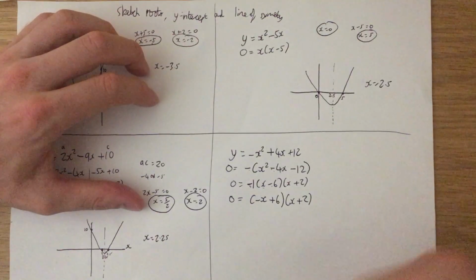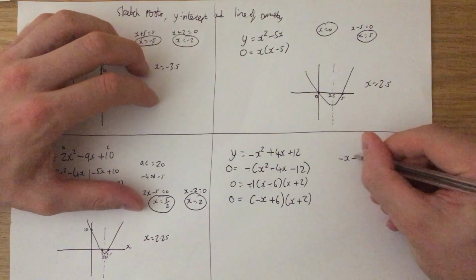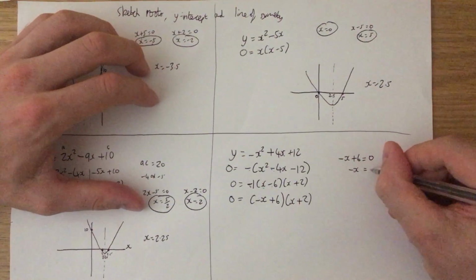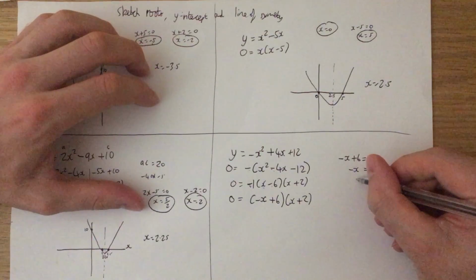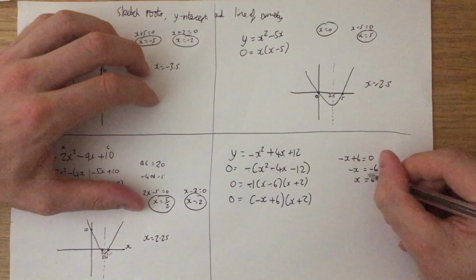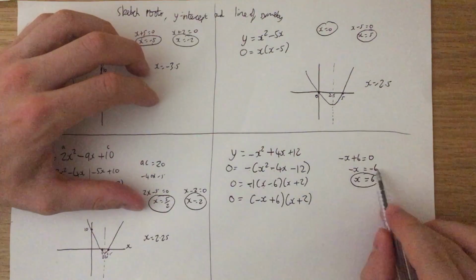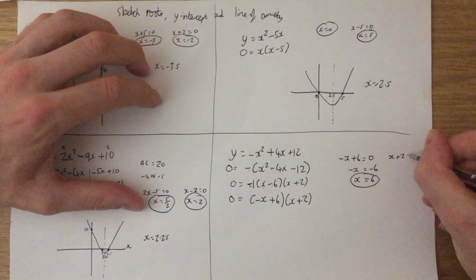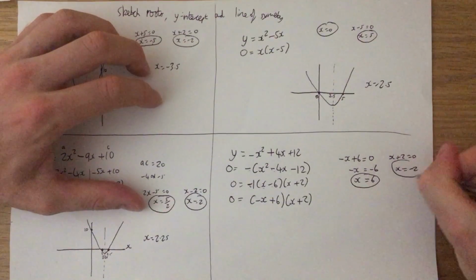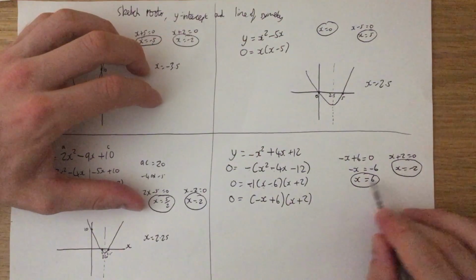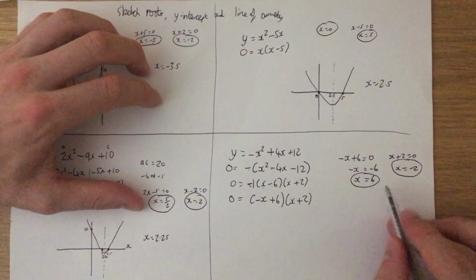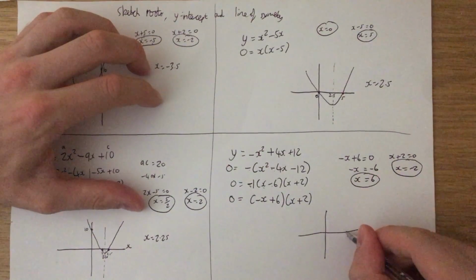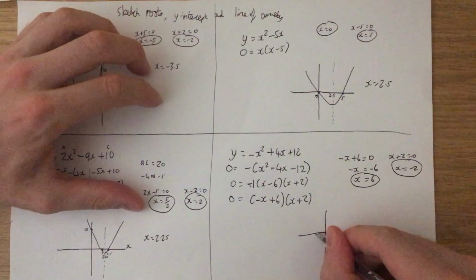Okay? Now to get my roots, I would do negative x plus 6 equals 0, which would be negative x equals negative 6. So x would equal 6, because I would divide both sides by negative 1. And then this one would be x plus 2 equals 0, so x would equal negative 2. So they're my two roots right there. Okay? I can then sketch that. So 6 would be there, and negative 2 would be there.